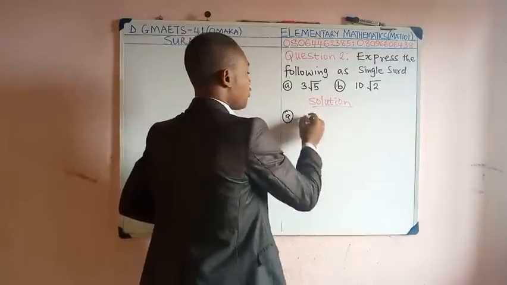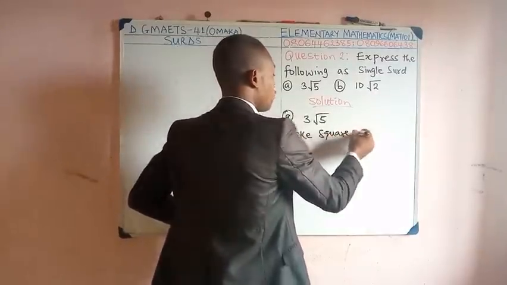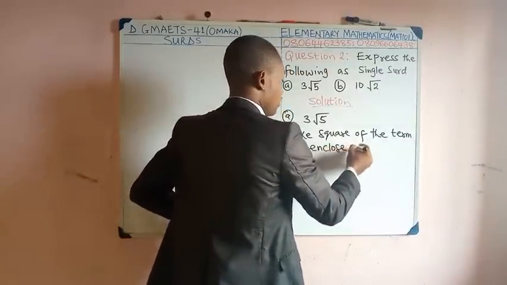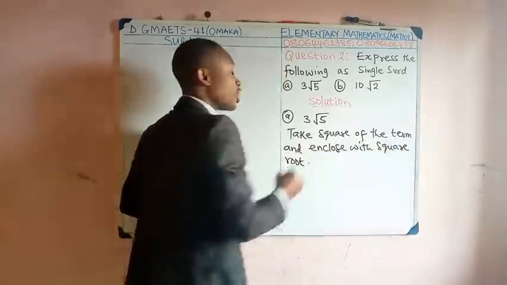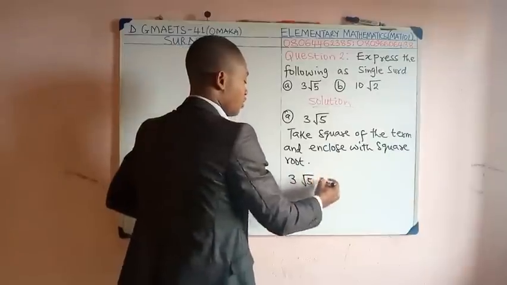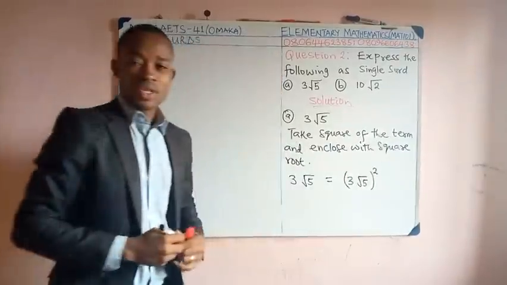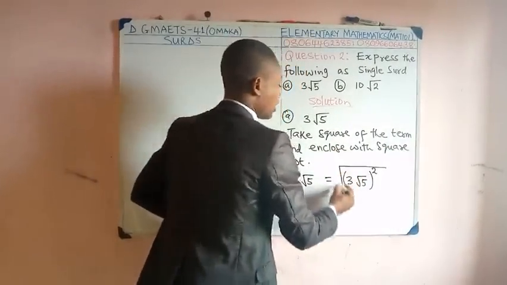The first question we have is 3 root 5. Like I said, take the square of the term and enclose it with a square root. So that's the mathematical procedure we're going to apply. This is 3 root 5, and it's not going to stay as 3 root 5. We are going to square this term, and then after squaring, you have to enclose it with a square root. So I'll put in the square root like this.